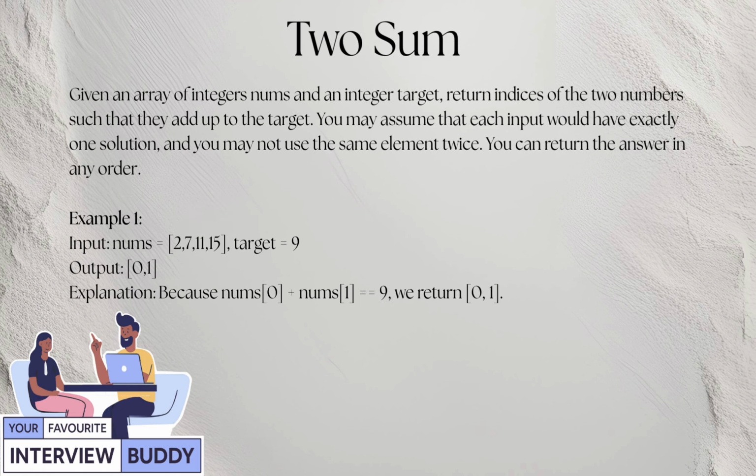The problem statement states that given an array of integers, numbers, and an integer target, return indices of the two numbers such that they add up to the target. You may assume that each input would have exactly one solution, and you may not use the same element twice. You can return the answer in any order. For example, we get the input array 2, 7, 11, 15 and a target of 9. The expected output is 0 and 1 because the elements at indices 0 and 1 add up to 9.